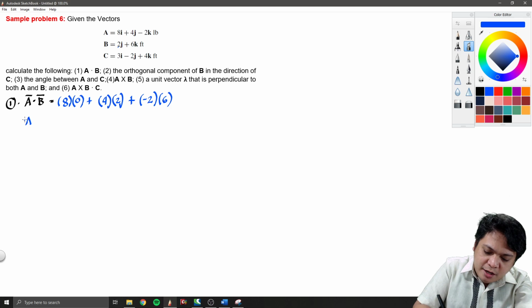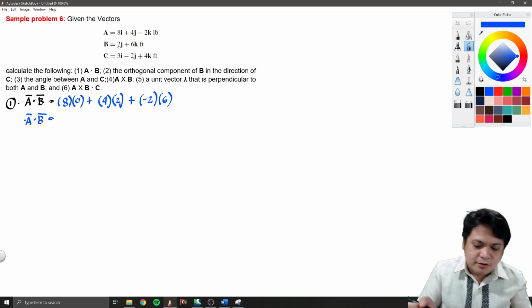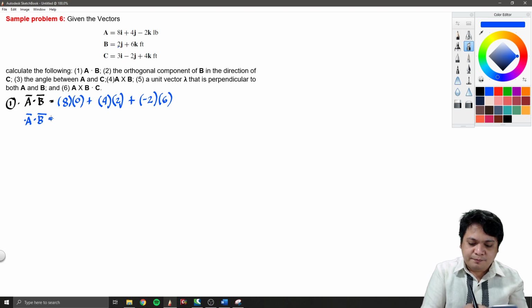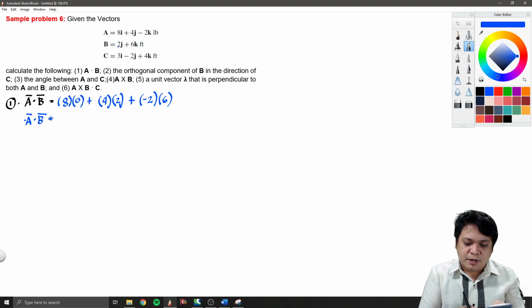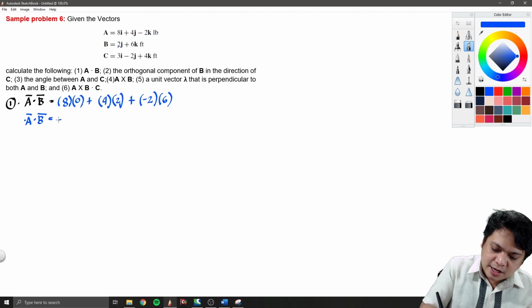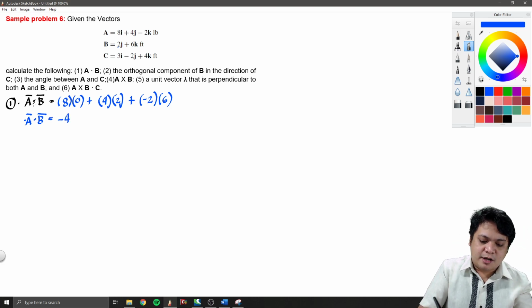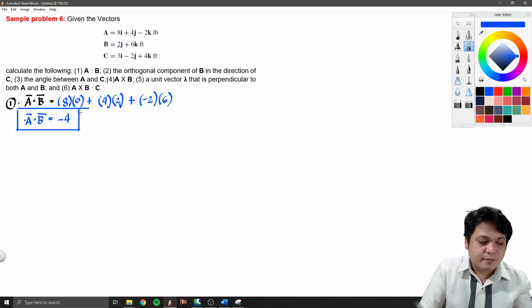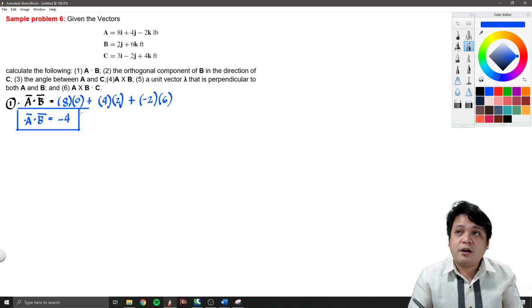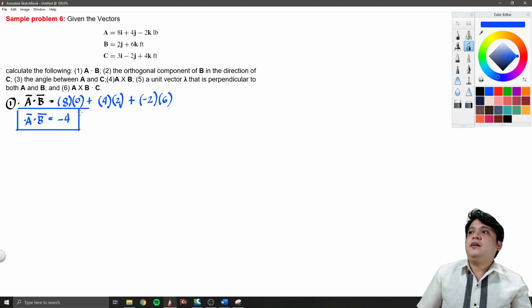So your A dot B is also this one. So 0, 4 times 2 plus negative 2 times 6. So that is negative 4. Okay? So ito na yung ating first answer. So that's already your 1. Okay? Number 2.